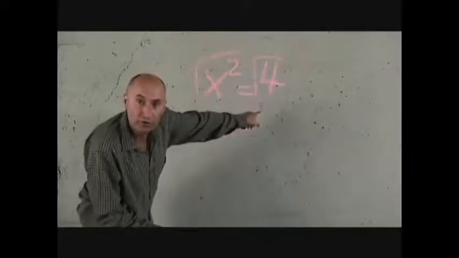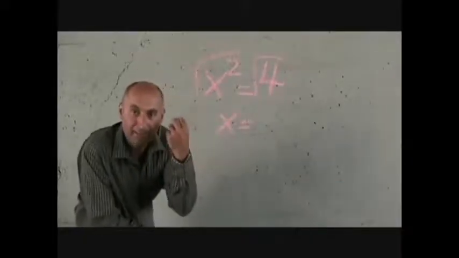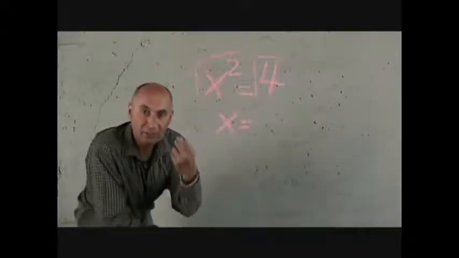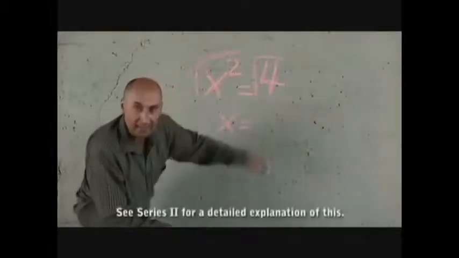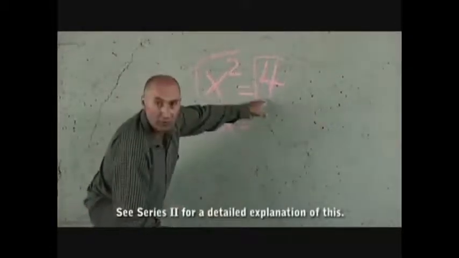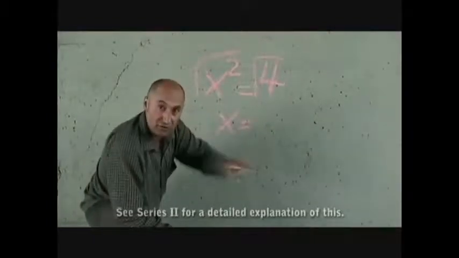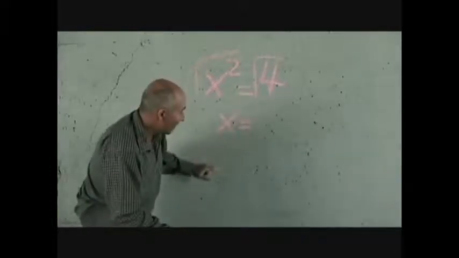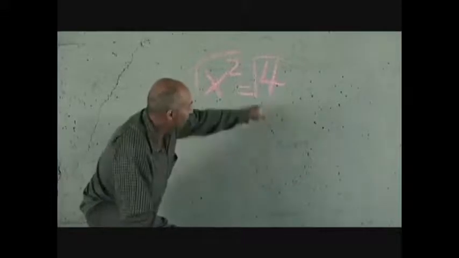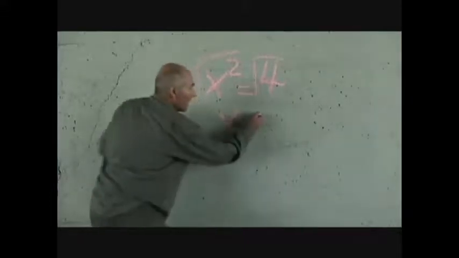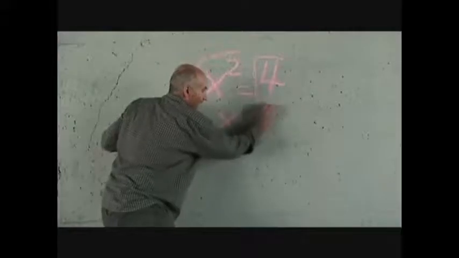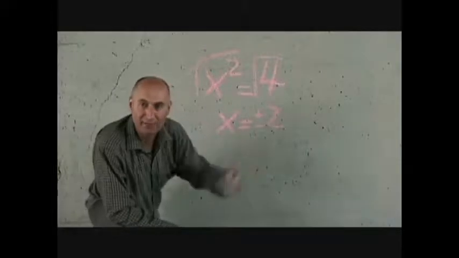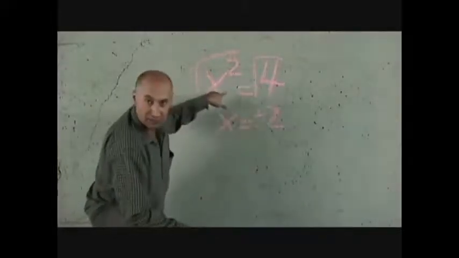X is equal to the square root of 4. If you ask anyone what the square root of 4 is, most people will say it's 2, but that's only half the answer. The square root of anything is plus or minus. So the square root of 4 is going to be plus or minus 2. There's actually two answers to this. The reason for that is 2 times 2 gives you 4, and negative 2 times negative 2 gives you 4, and we talked about this in series 2. So the answer to this is plus and minus 2. So x equals positive 2 and x equals negative 2. And that's the same answer that we got when we did the factoring version of this.